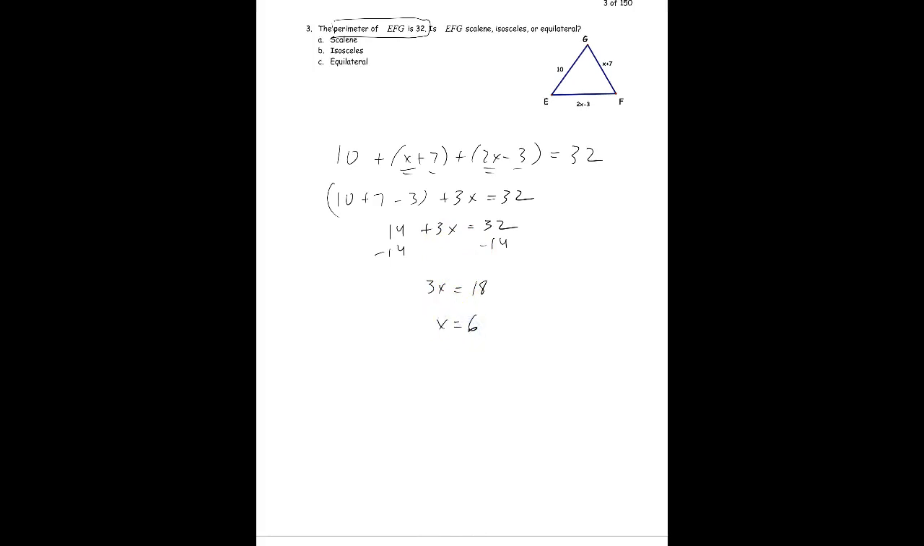And we can go ahead and substitute the sides in here. 10 stays the same. X plus 7 here, up here at GF is going to be 13. 2x minus 3 is 2 times 6 minus 3. That's 12 minus 3 is 9. So we can see the sides here are 10, 13, and 9. They're all different, which gives us the answer of scalene.